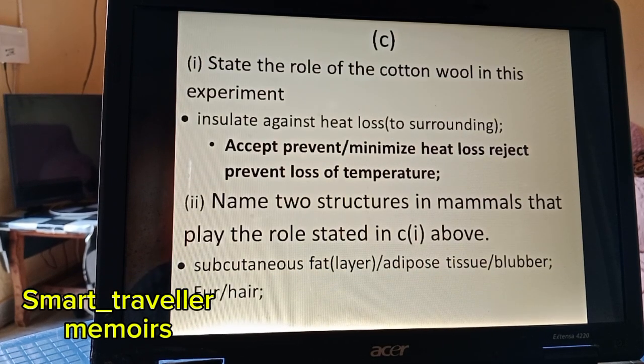State the role of cotton wool in this experiment: to insulate against heat loss to the surrounding. Accept prevent or minimize heat loss. Reject prevent loss of temperature. Name two structures in mammals that have the same role as stated in C above: subcutaneous fat layer or adipose tissue, fur or hair.